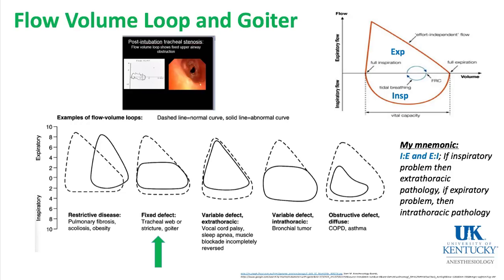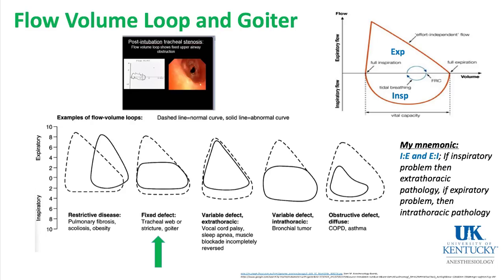The next key word is flow volume loop and goiter. And the picture at the very top of post-intubation tracheal stenosis is a good example of someone who had been intubated probably for an extended period of time or with a tracheal cuff that was up at too high of pressures, more than 25 centimeters of water or so, for a long period of time, which shuts off capillary blood flow, and you have scarring of the trachea and the sclerosis and stenosis that occurs. And it's a fixed obstruction. Both inspiration and expiration, there's a problem getting air down and air out of the lung.